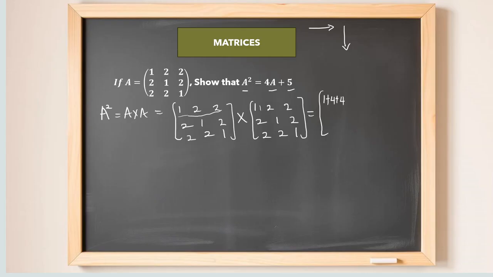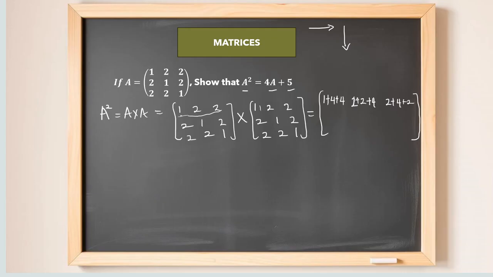Now we want to use this row also for the next column. Repeating this for the next column here, we have 1 multiplied by 2, which is 2, 2 multiplied by 1, we have 2, 2 multiplied by 2, which is 4. And for the last one, we want to use this row to multiply the last column. So 1 multiplied by 2 is 2, 2 multiplied by 2 is 4, and 2 multiplied by 1 is 2. So we are done with the first row.